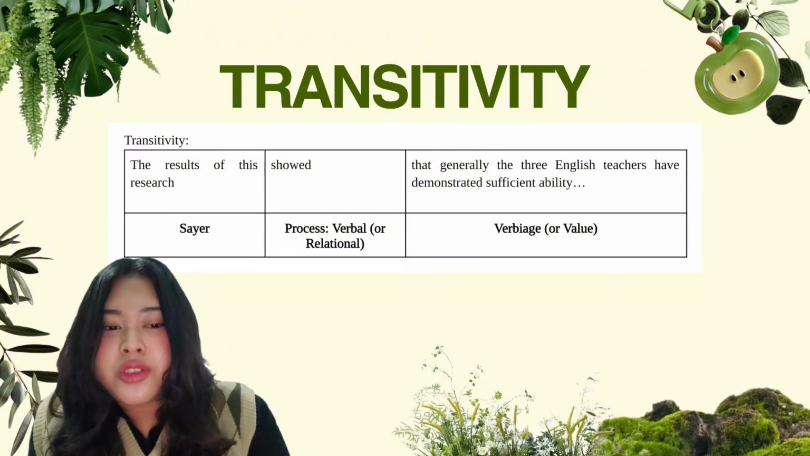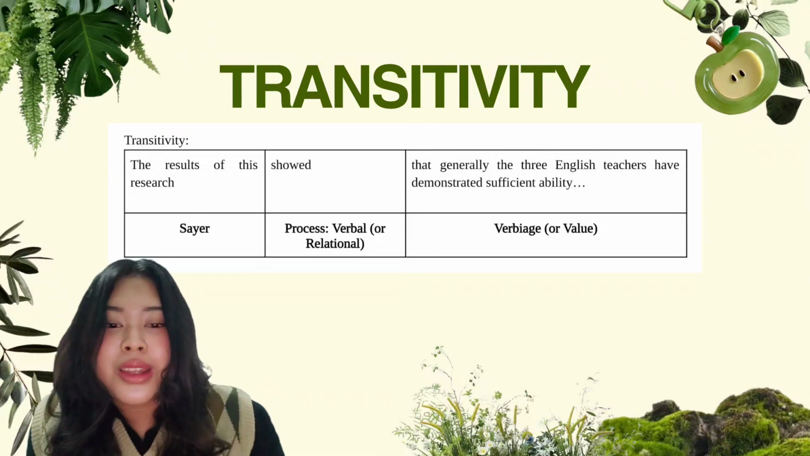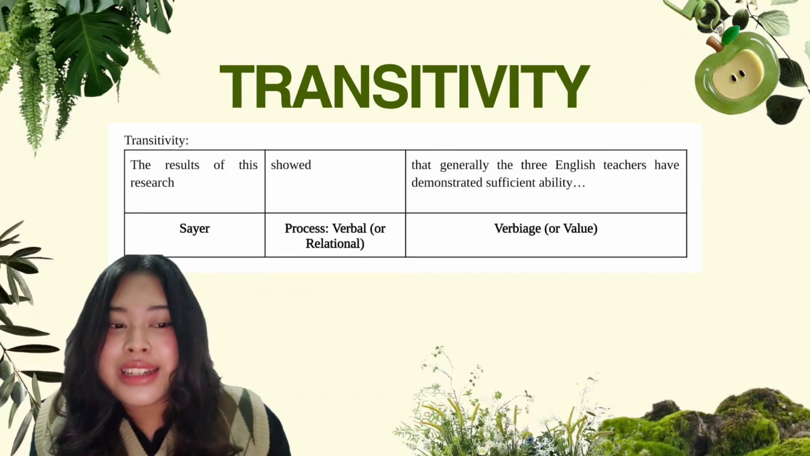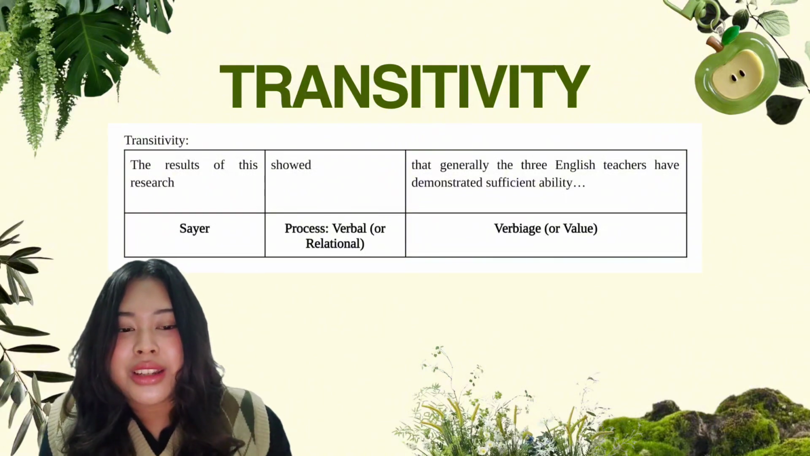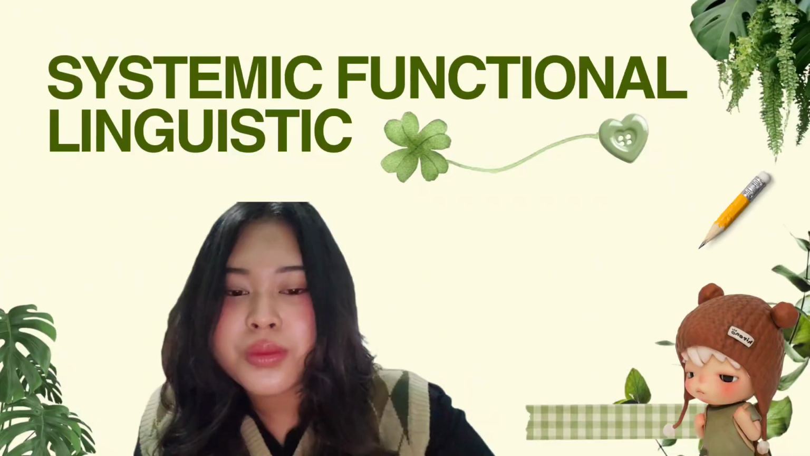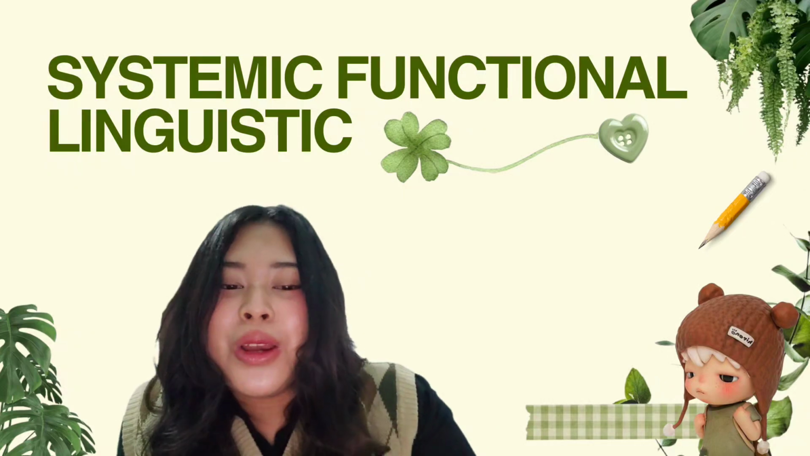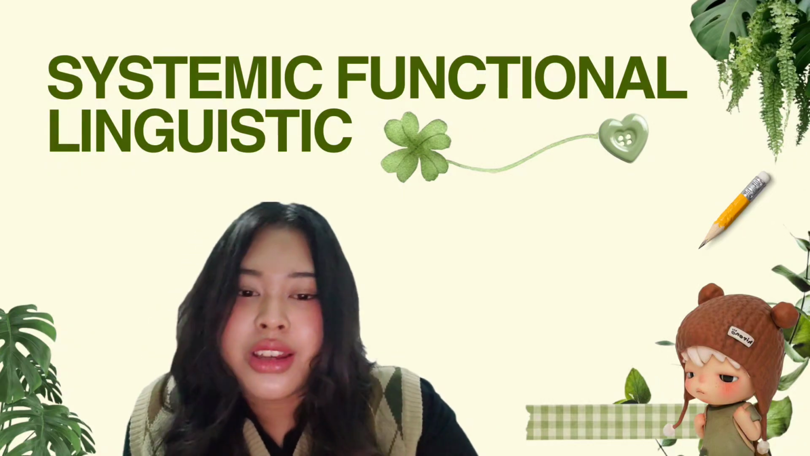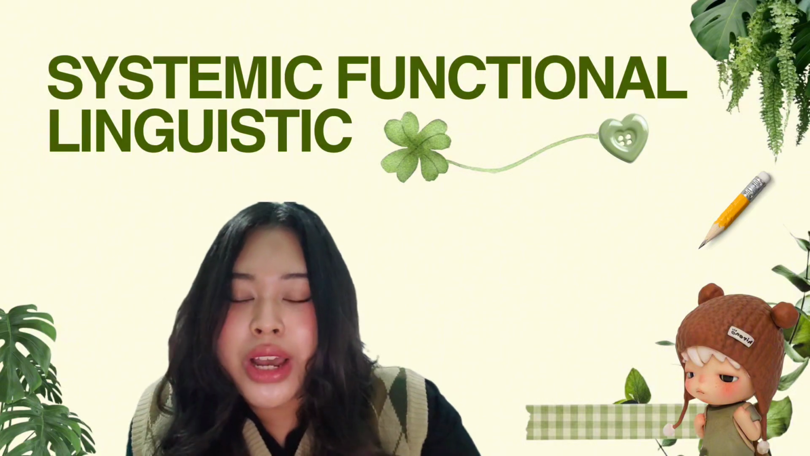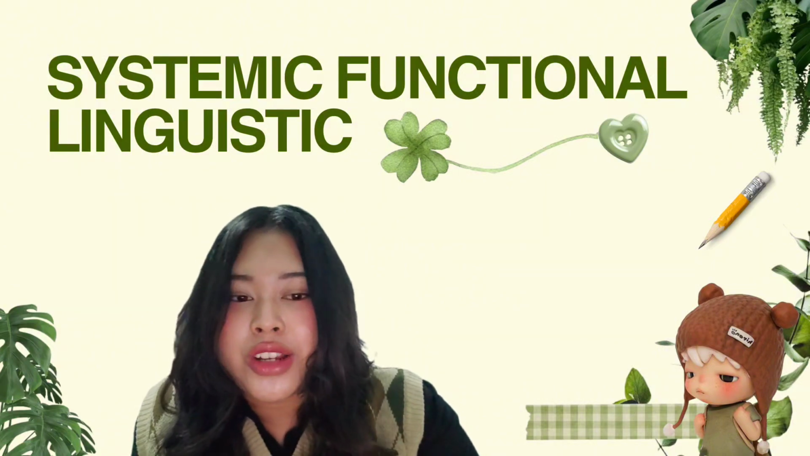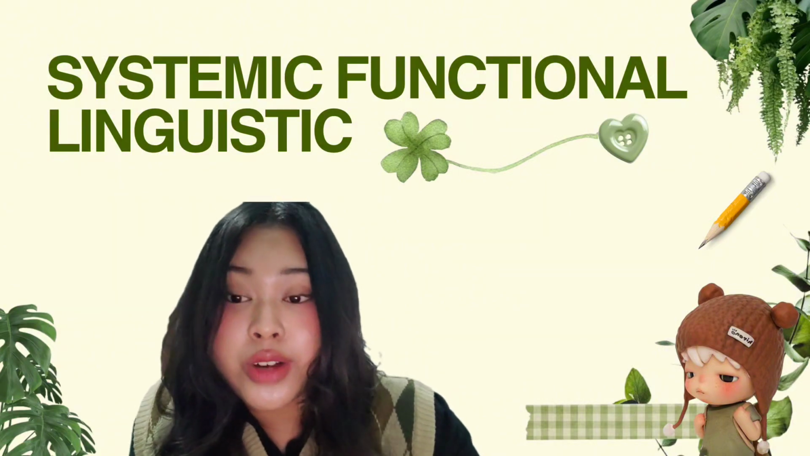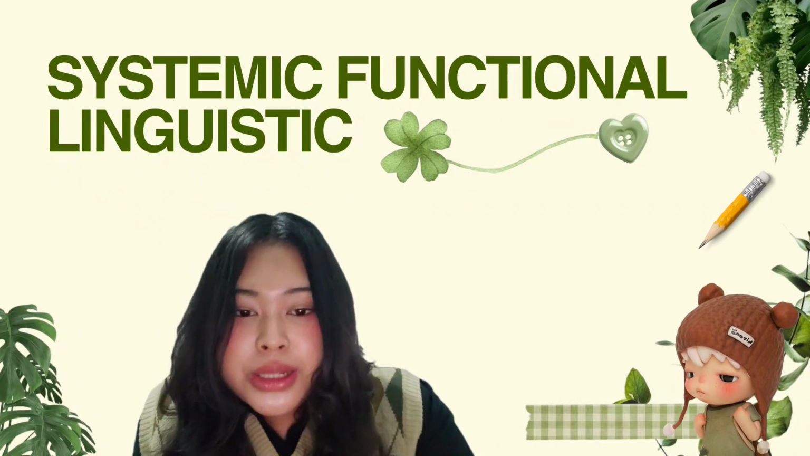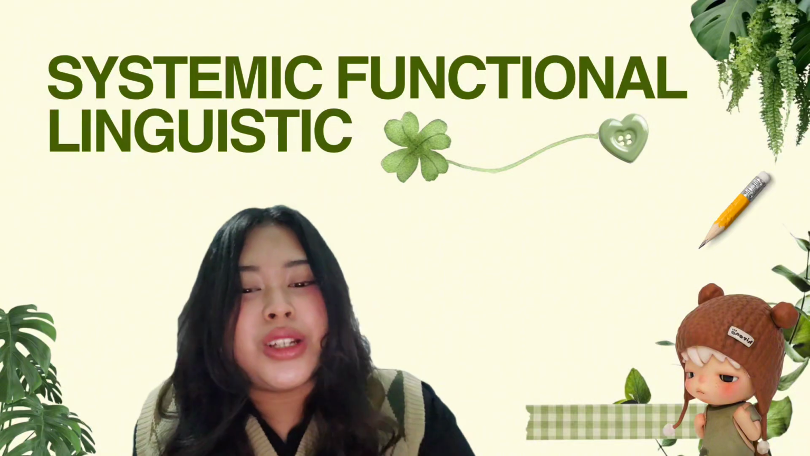"The result of this research" acts as the sayer, the process is "showed," and everything following the word "that" is the verbiage. The verbiage is simply the content of what was said or shown. So to wrap things up, we use theme-rheme to see how the author organized their message. We use the mood system to identify the subject, finite, and residue to understand the grammar and interaction. And we use transitivity to label the participants and processes to see who is doing what.